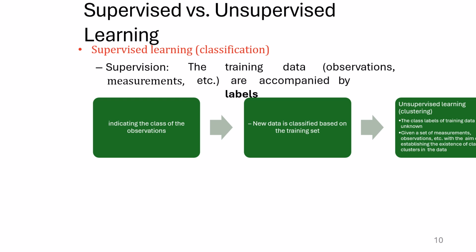Supervised learning and unsupervised learning. Supervision means the training data are accompanied by labels. Unsupervised learning means it's a clustering process. The class labels of the training data are unknown, given a set of measurements, observations, and so on.